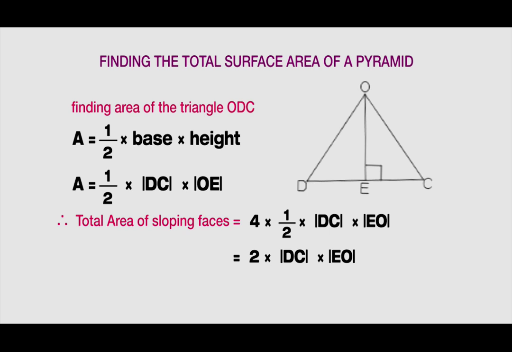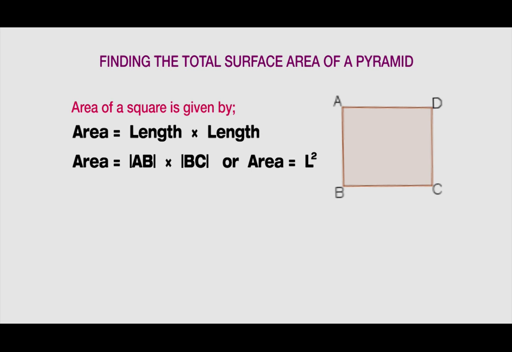That is not the end. We need to find the area of the base. Now, in this question, the base is a square. So you find the area of a square, and that is given by area equals the length multiplied by the breadth. Because it's a square, we are going to have length times the length.